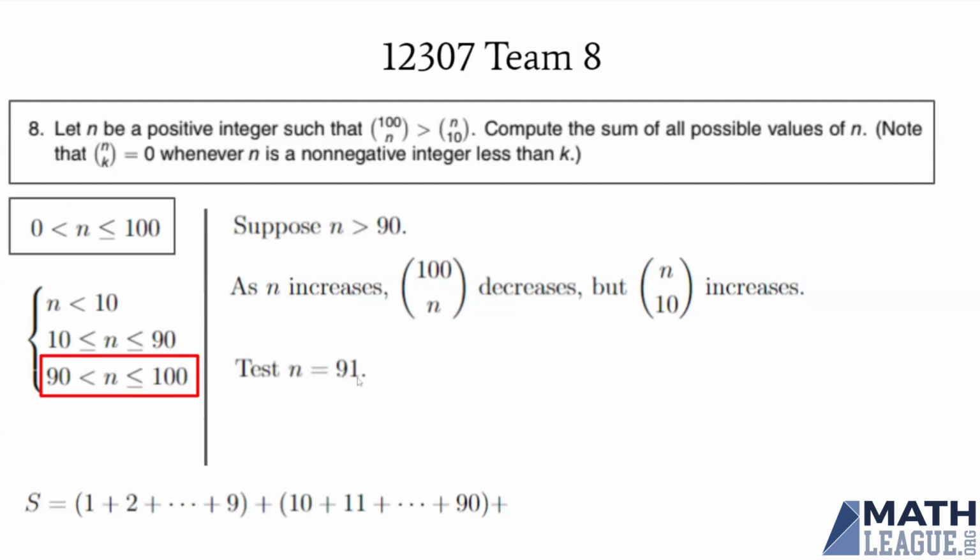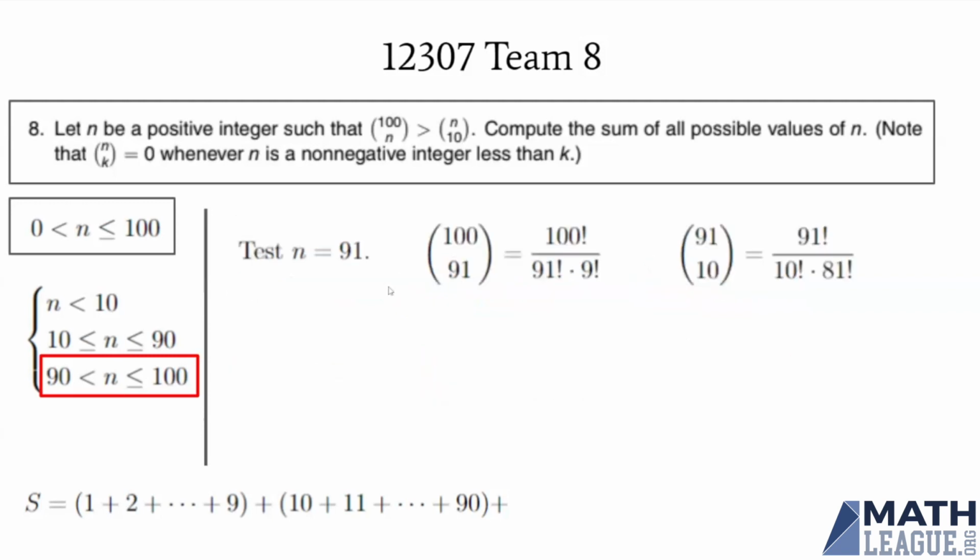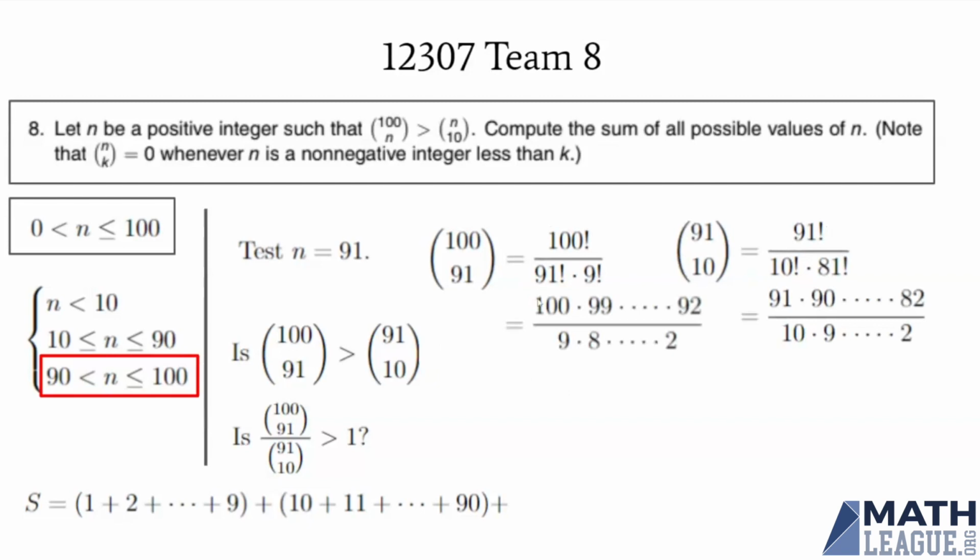So 100 choose 91 is exactly what's on the screen, and 91 choose 10 likewise. Now we want to see which one is bigger. So we're asking, is 100 choose 91 greater than 91 choose 10? Another way to ask this is, is this fraction, which is the ratio, greater than 1? If we expand both of the binomials, we get these fractions. And then we can substitute that to get this. We want to compare this crazy fraction and see if it's greater than or less than 1.